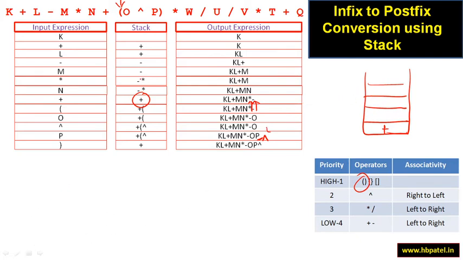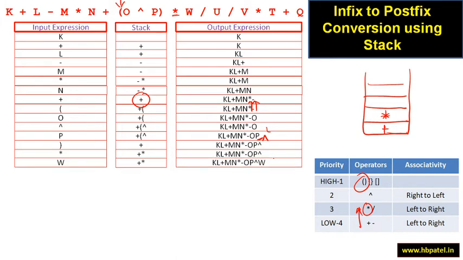Now let us come to this. Now we have multiplication. What will happen? Can I push multiplication over here? Yes. Why? Because multiplication has higher priority than plus. So now I have pushed the multiplication on the top of the stack. Now what about W? W is a simple operand, so it will go to the output. What about slash? Now slash and multiply. Can I put slash over here? No. Why? Because multiplication and slash both have similar priority, but if I go from left to right, the multiplication comes first, so it has higher priority.